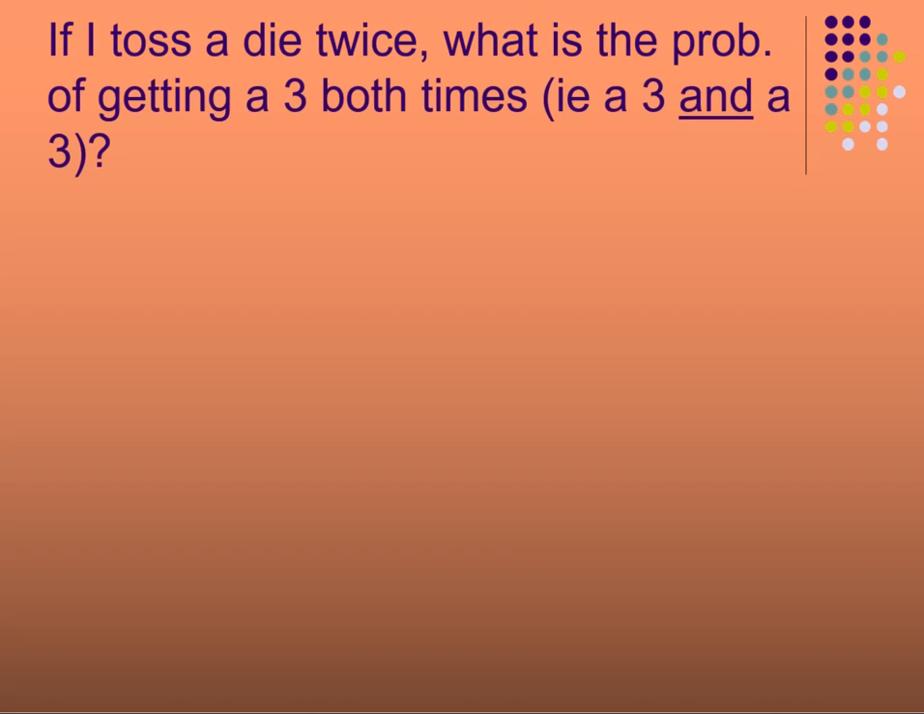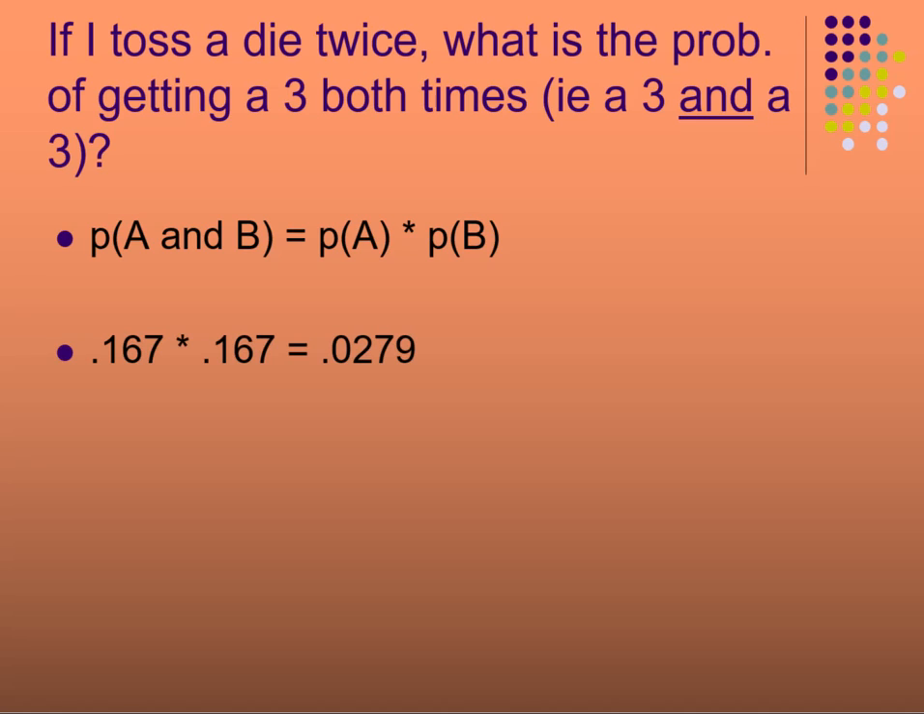If I toss a die twice, what is the probability of getting a 3 both times? That's going to be a multiplication rule, because and is harder. Think about it. If you're looking to date somebody, and you want them funny or handsome, then you have more options. But if you want somebody who's funny and handsome, you have less. So we would do 1/6 times 1/6, which is going to be 0.0279.